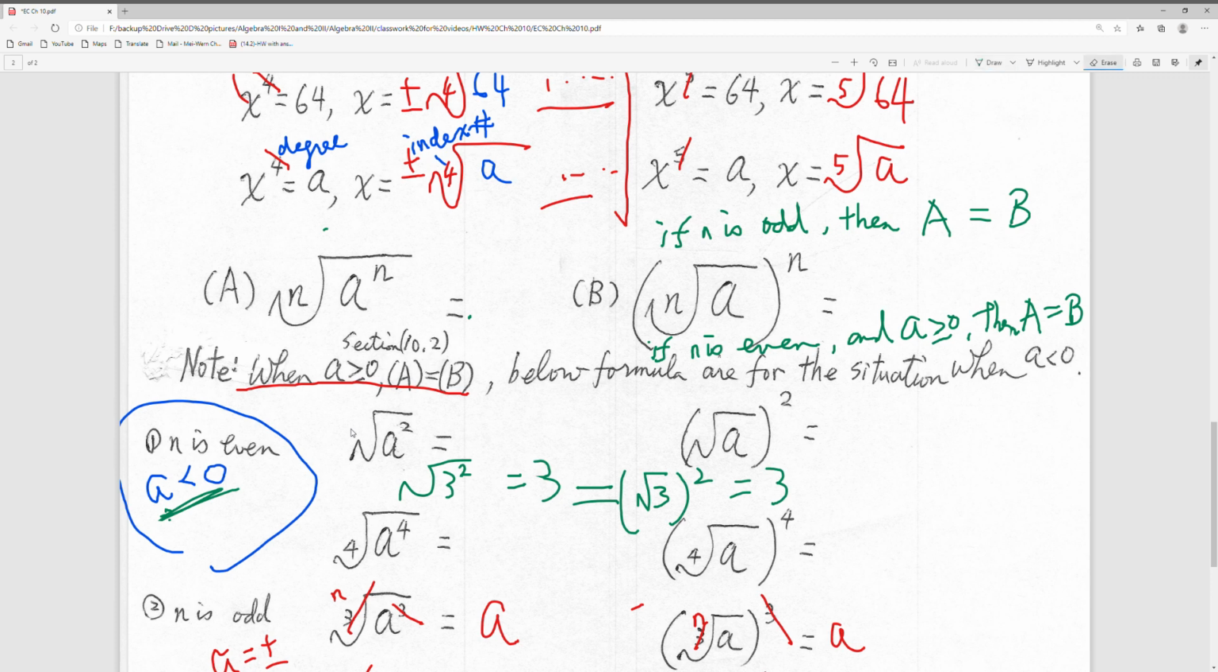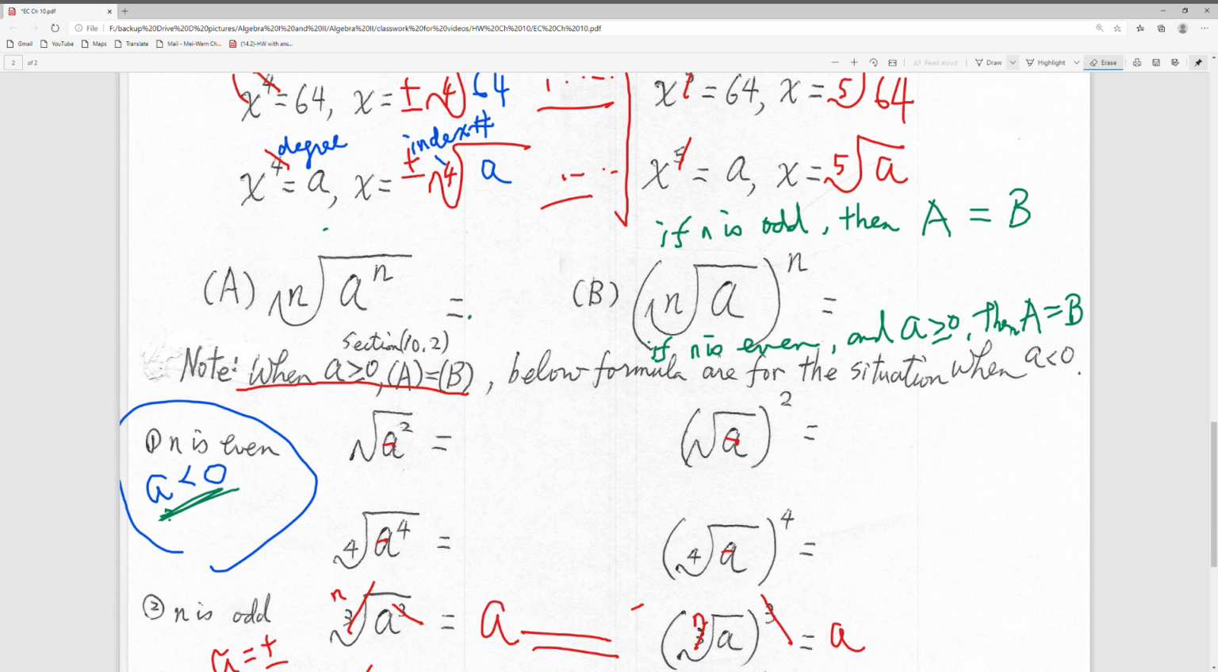So I want to talk one more time. Mostly when there's no problem, A equals B. So situation 2, n is odd, then A equals B. No problem. It's always equal. And when n is even, the only trouble is when A is negative. So that's the only situation we want to talk about. And that's the homework. Sometimes you need to put the absolute value. Sometimes you don't need to put the absolute value. And I'm telling you why right now.